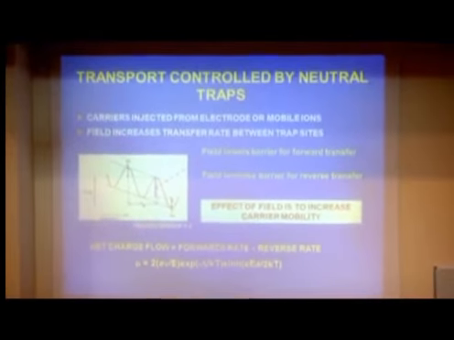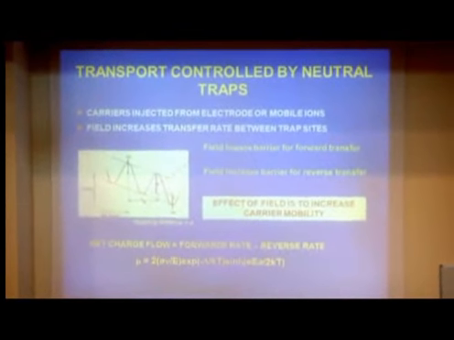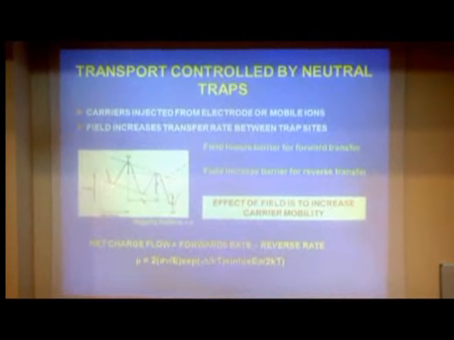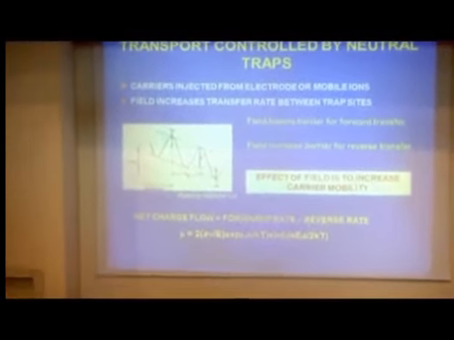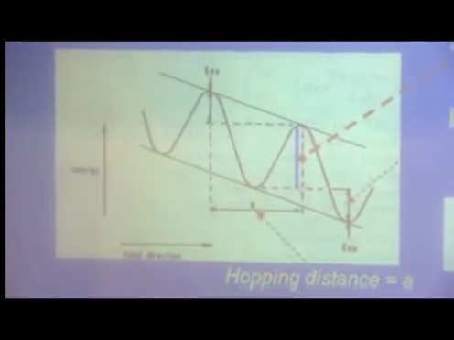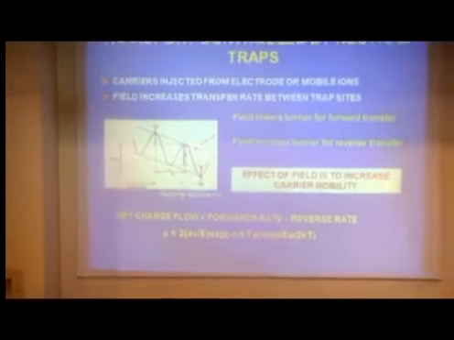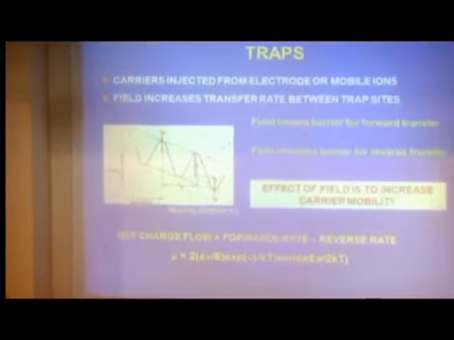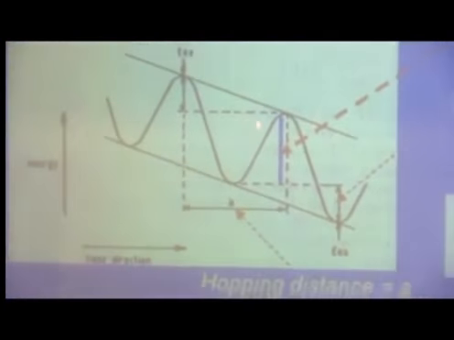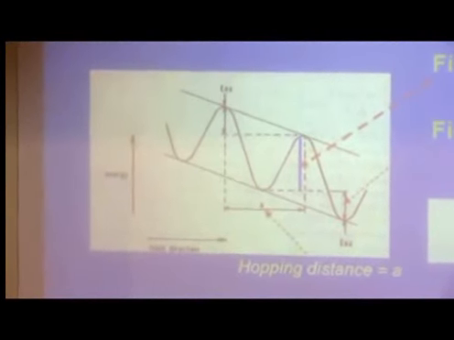Once the carrier is free, it may move through the system by moving into a neutral trap, then being lifted out of the trap and carried along. In the presence of the field, this will reduce the barrier for the forward motion. It will increase the barrier for the reverse motion.